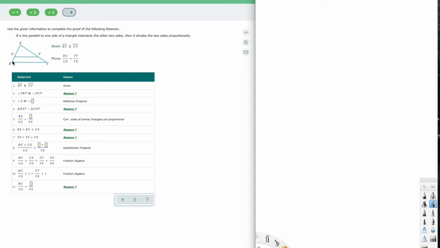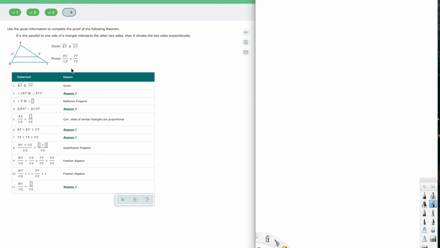Not cutting them in half or anything, but proportionally, just like we saw. We have SR over SU, ST over SV. If we looked at the parallel lines, it'd be RT over UV. So we're going to prove that that's true. What we just used is true.